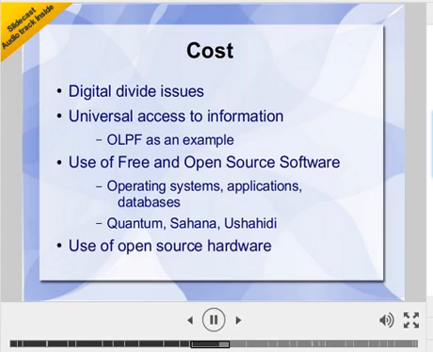And in the context of environmental management and conservation, Roxroy is going to talk a little bit about Quantum GIS just now, which is one of the ones used for geographic information systems. We also have Sahana, which is used for disaster risk management, and Ushahidi, and we'll look at those a little bit later. And another element of looking at cost is the use of open source hardware.